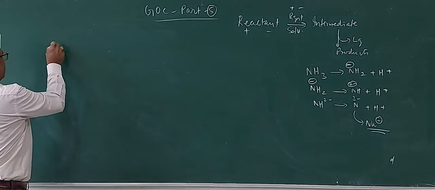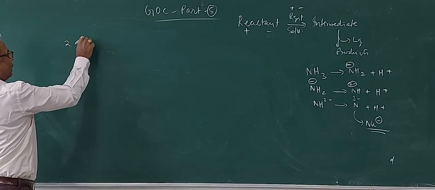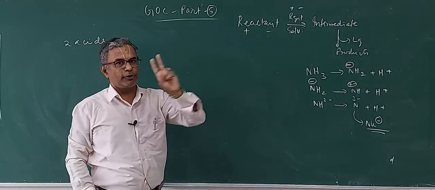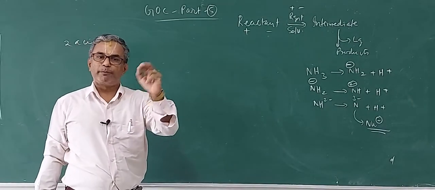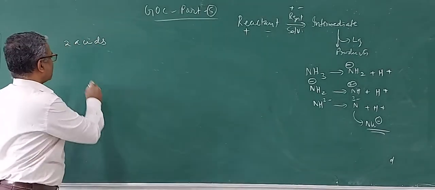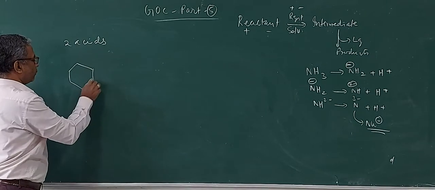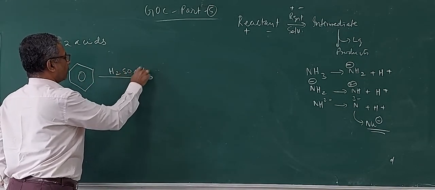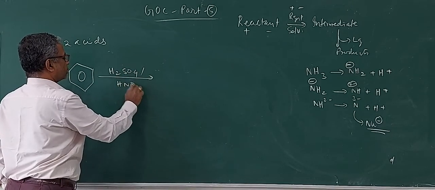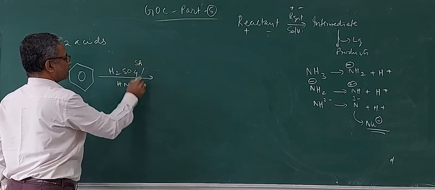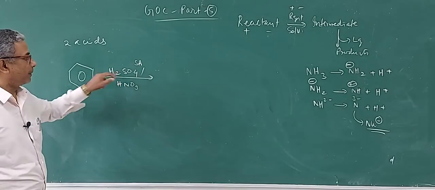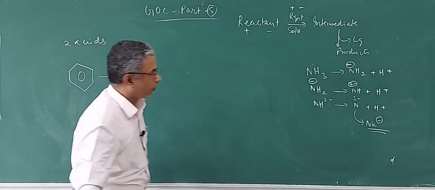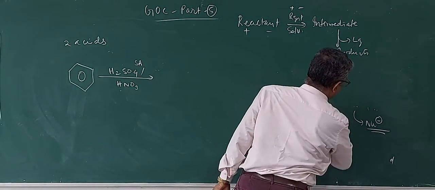Now, the next tip is when a system contains two acids, that is, in a reaction, if you are given two acids, the stronger acid will protonate the weaker acid. Okay. For example, if you take benzene and then you will have the H2SO4 and HNO3. Now you know that sulfuric acid is a strong acid. This is comparatively a weaker acid when compared to sulfuric acid. So this will protonate the weaker acid. So let me show you how this reaction actually happens here.